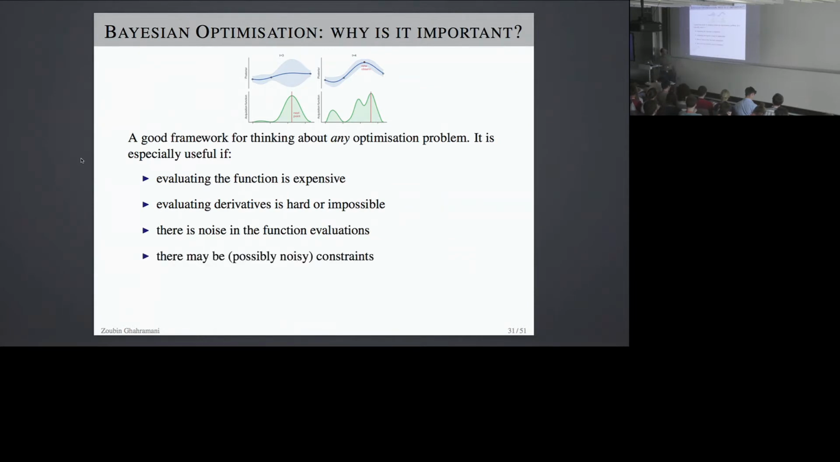It's useful when there may be possibly noisy constraints. So you're doing optimization with constraints. It's useful if you have some prior information about the function that you're trying to optimize.